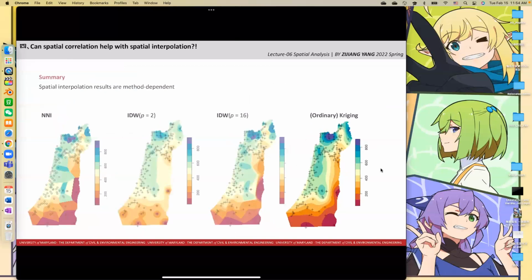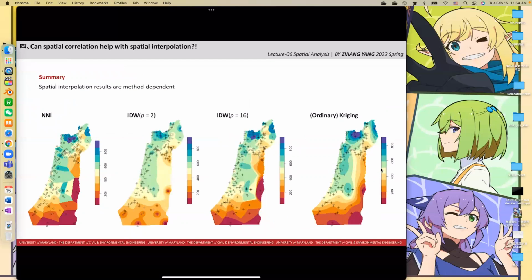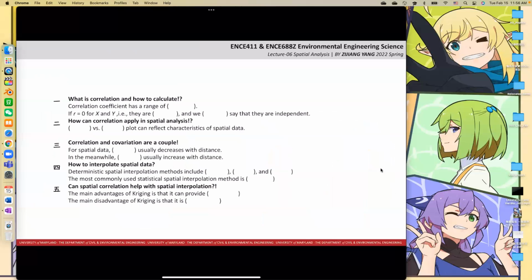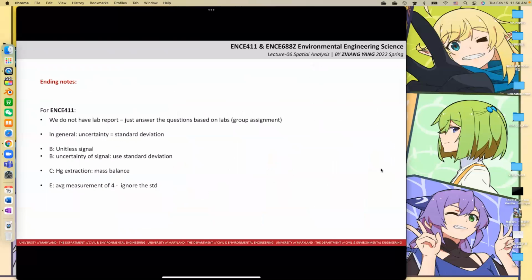By putting all of these results together, we can see that by using different methods, we can have different spatial interpolation results. Even by choosing different parameter values, we can have different results. So the conclusion is that the spatial interpolation results are method dependent. If we are doing this research, we need to carefully choose the methods and the values of the parameters.